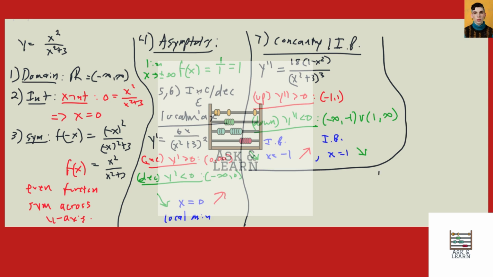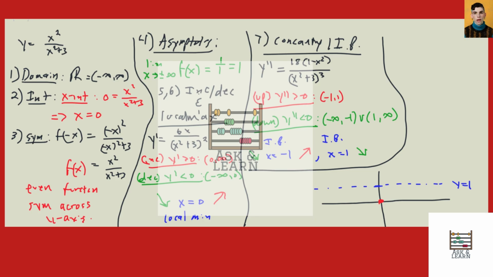And so that was the last thing they said we should do before we actually start graphing this. So let's go ahead and start plotting some points. So we know our intercept should be (0, 0). So we can put that. Our asymptote would be at y is equal to 1. So y is equal to 1 is our asymptote.